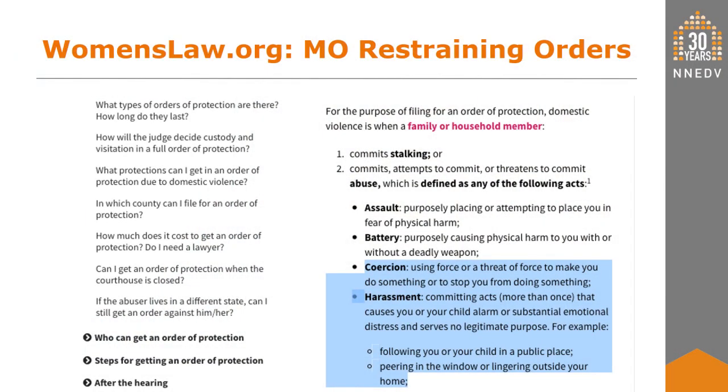So this might be classified as emotional abuse to this person writing in. And you would want to take a look at what Missouri's legal definition of domestic violence is to see how it should be framed in the petition. So when you do take a look at the legal definition, it includes both coercion and harassment. So coercion is using force or a threat of force to make you do something or to stop you from doing something. And harassment is committing acts, more than one usually, that causes you or your child alarm or substantial emotional distress and serves no legitimate purpose.